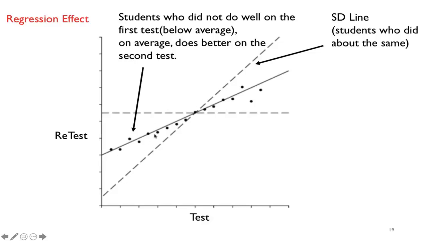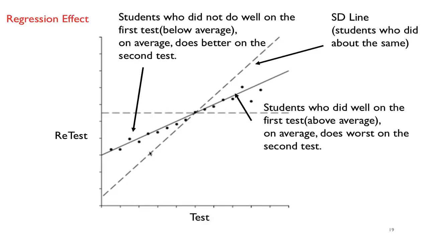So these students right here on the left side, on the first test, which is on the x-axis, notice that their score is below the average, which is right here about. And notice that they actually did better on the second test, because if they were to do the same on the second test, they would have been on the SD line. Then students who did well on the first test, for example these students here, because their score is above the average, notice that on average they did worse on the second test, because now their score is below the SD line.